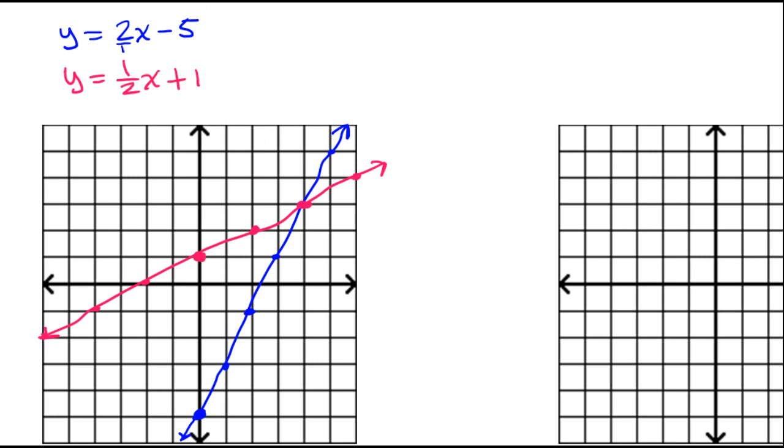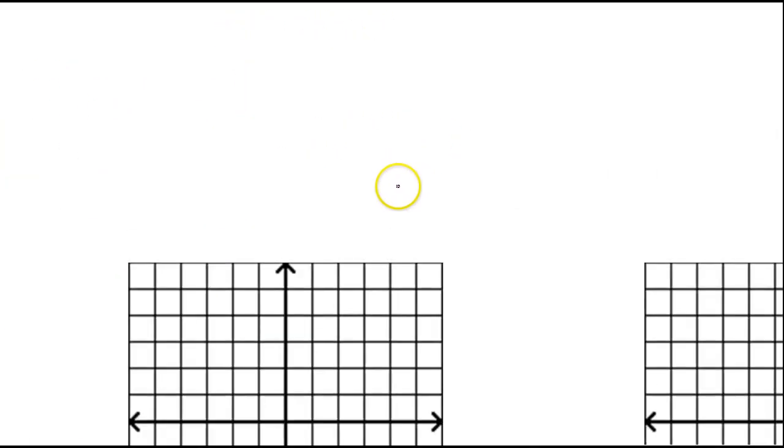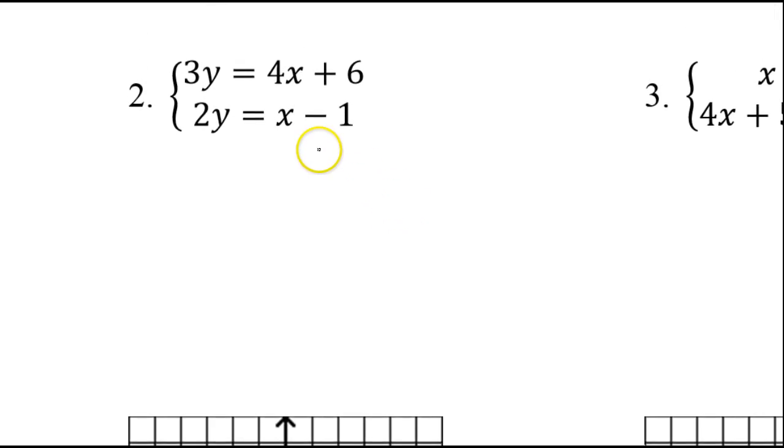Okay, the solution will be the intersection of these two lines, which we can see is right here at 4, 3. So the solution is 4, 3. All right, let's go on to number 2.